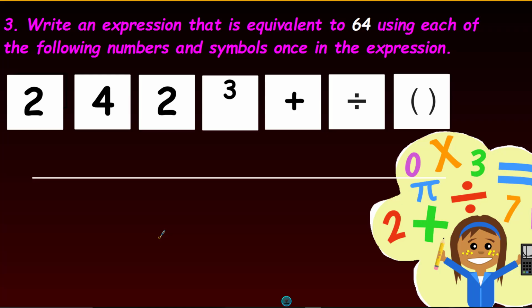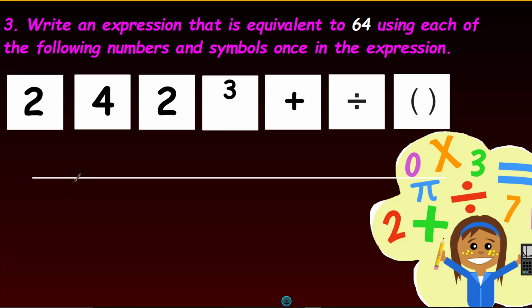I know. Okay, sorry. Anyways, number 3 says write an expression that is equivalent to 64 using each of the following numbers and symbols once in the expression. It does say you have to use all the symbols once in the expression, so at least that's helpful. It means I have to use every one of these to get 64. Well, that means I'm going to have to use this parentheses at some point.